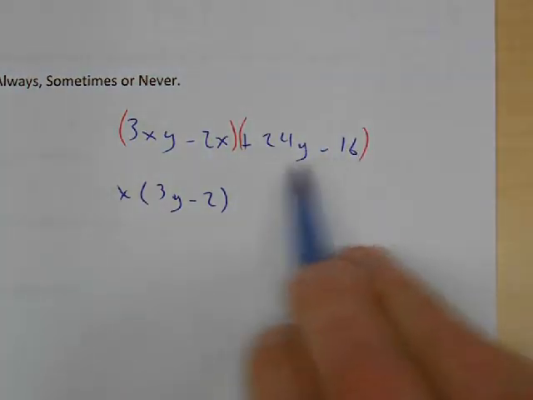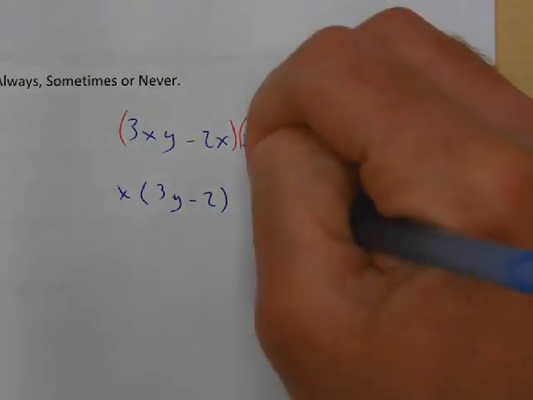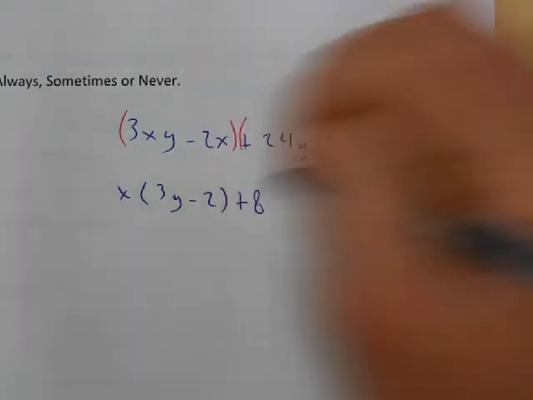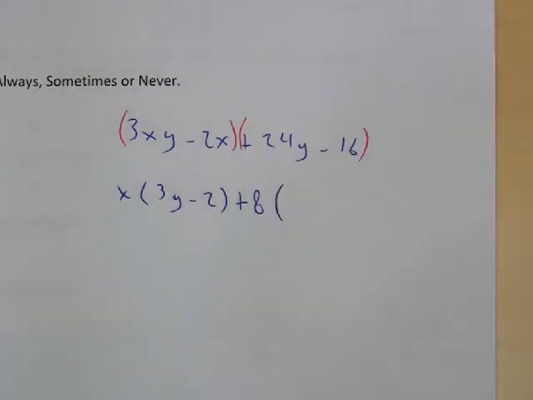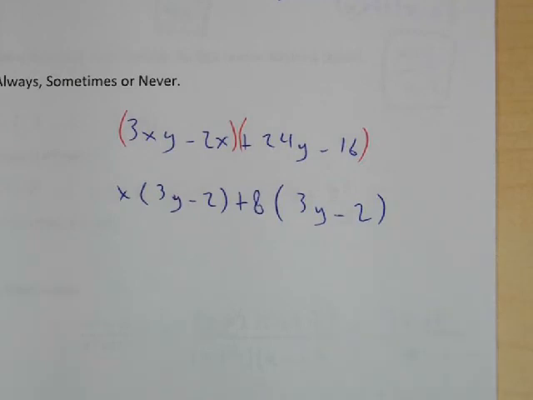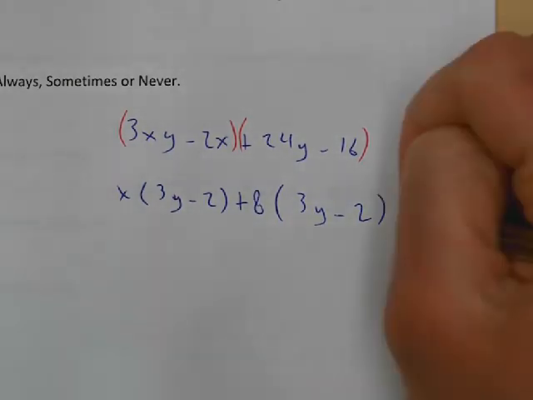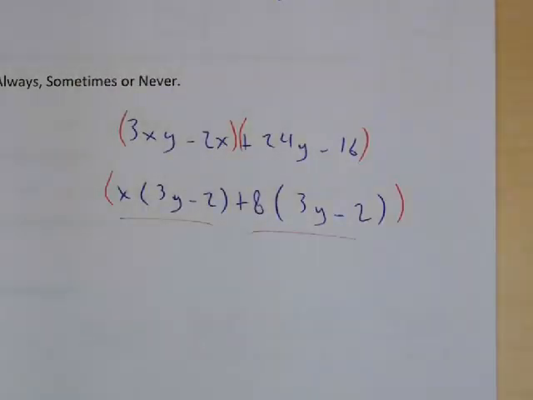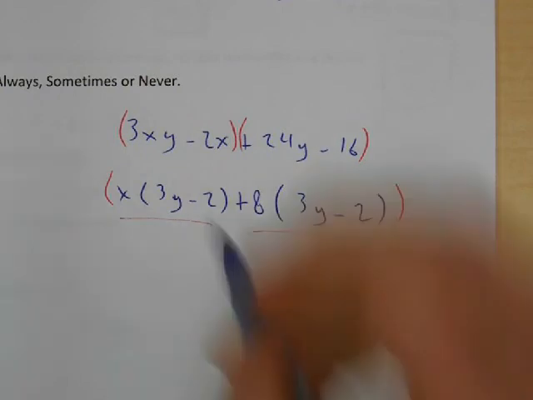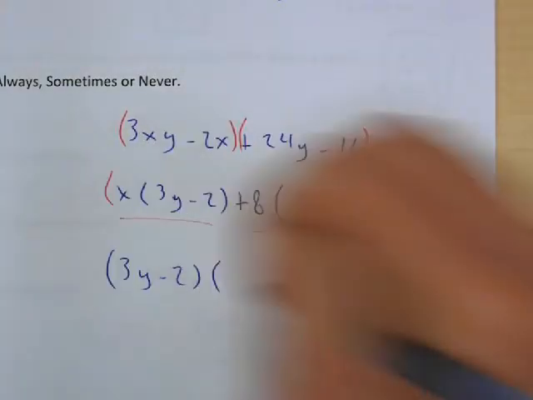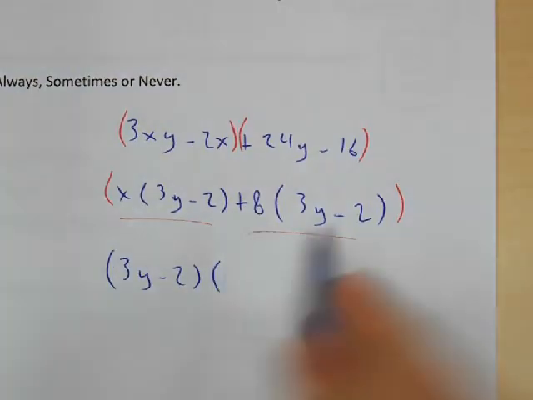And next, what do our last 2 terms have in common? Well, they both have a GCF of 8. I don't want to change the sign, I like that it's negative, so I'm going to take out a positive 8. And that leaves us with 3y minus 2. Since these both have a 3y minus 2, because this is just a big binomial, I've got this big thing plus that big thing. They both have the 3y minus 2 in common, so I'm going to take that out, and that would leave me with just the x plus 8.